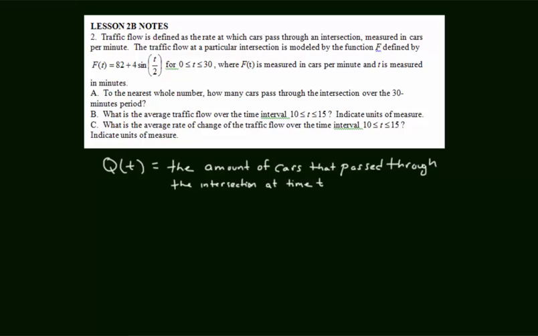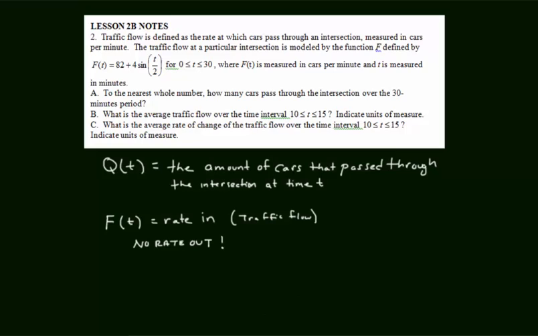Now, what is the f of t then? If q of t is the amount of cars that passed through the intersection at time t, then f of t, the traffic flow, is going to be our rate in, rate through, or rate in, our traffic flow. And then what is the rate out? There is no rate out.